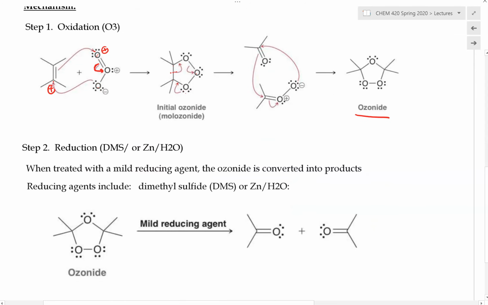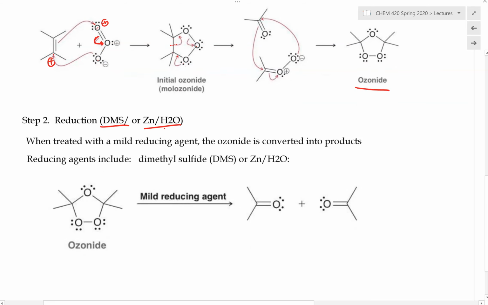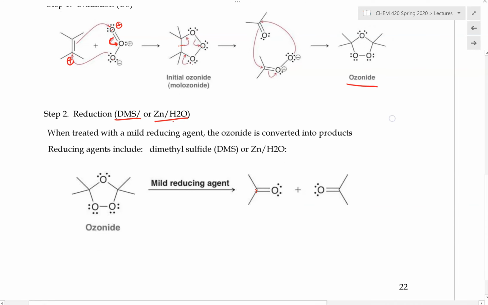Once we have produced this ozonide, it is not something that we can isolate easily. Therefore, we have to follow with the reduction step pretty much immediately. That can be achieved by using dimethyl sulfide or zinc in water. This will be the reducing reagent. When we react this ozonide with either of these reagents, it will be reduced, and we will be able to convert this back into the carbonyl here and the carbonyl over here. The mechanism of this reaction is quite complex, so we are not going to be discussing it.